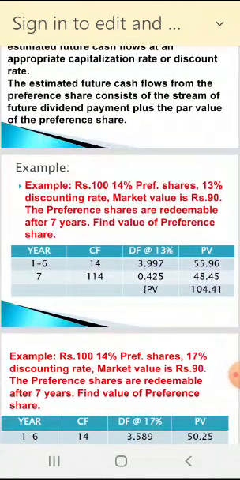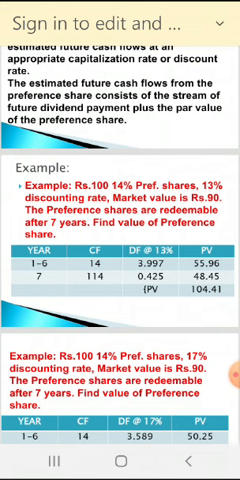Rupees 100, 14% preference shares, 13% discounting rate. Market value is 90. The preference shares are redeemable after 7 years. See, in the last example, life is not given, and here the life is given: redeemable after 7 years. Find value of preference share. So we can find it very easily, just like a bond.